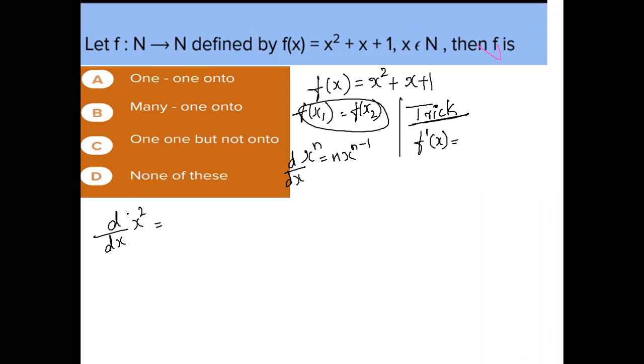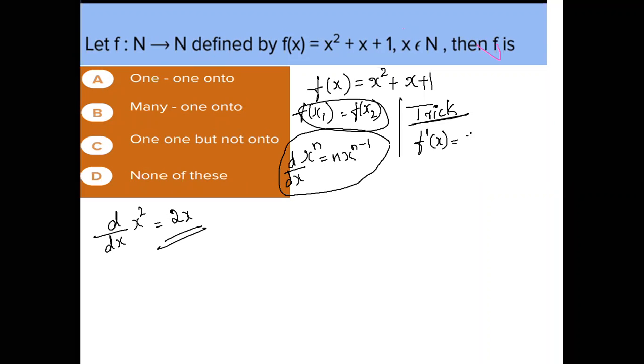In the place of n we now have 2. Remember, derivative of x to the power n is n into x to the power n minus 1. Good, Subramanya, it is 2x. So it is 2 into x to the power 2 minus 1, and x to the power 1 is x. So it is 2x. So what is f dash of x?